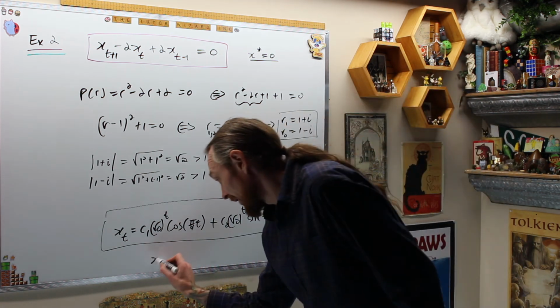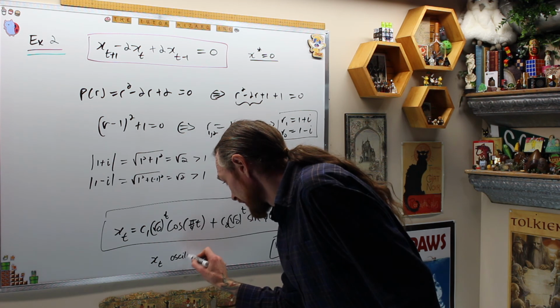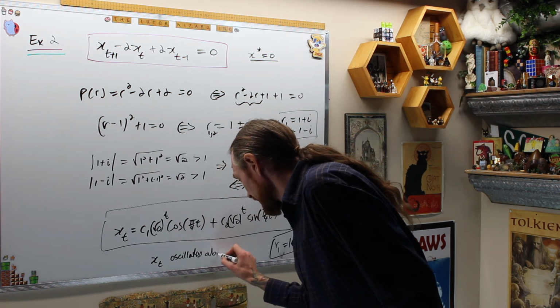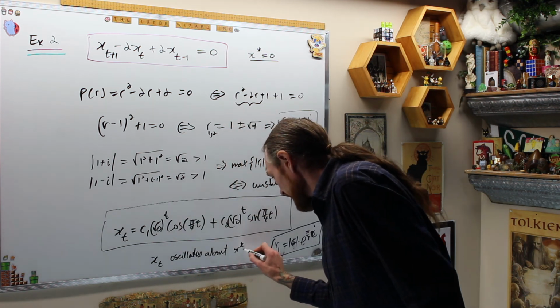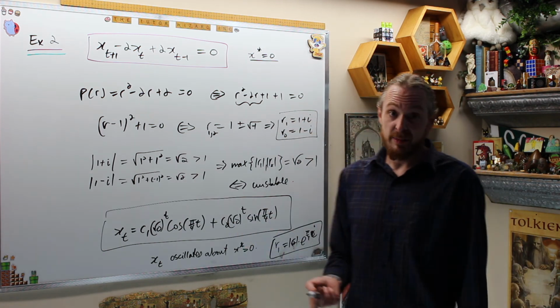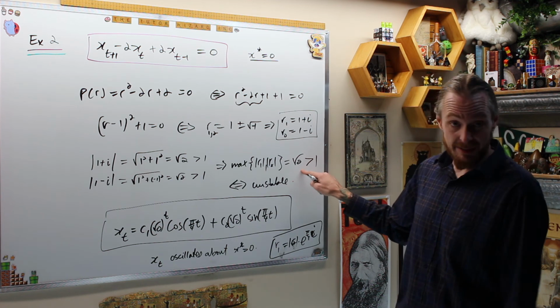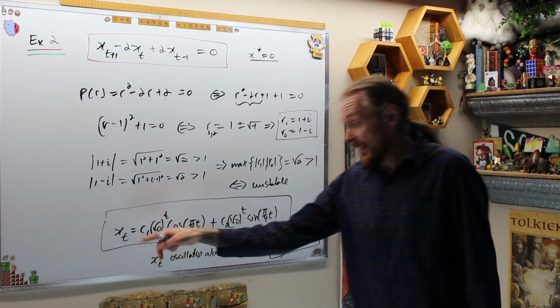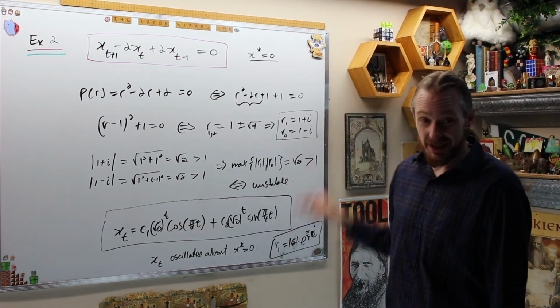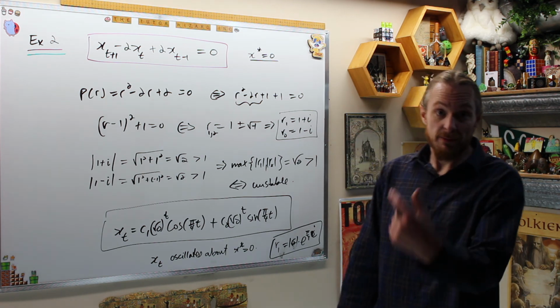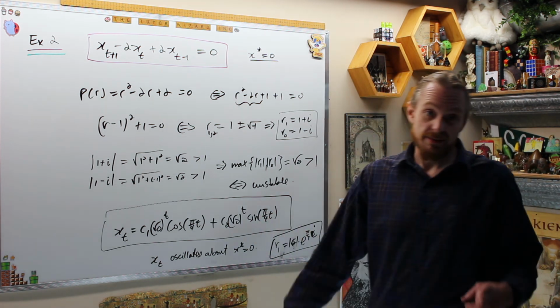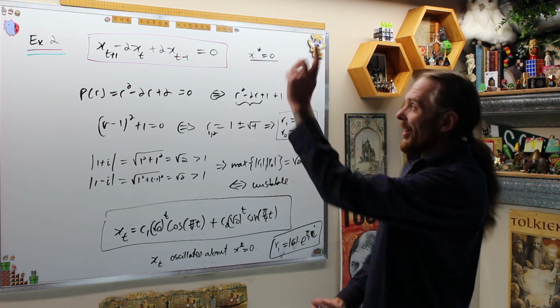This is definitely x(t) oscillates about x star equals 0, was the long story of what I was trying to spit out there. So Theorem A, part 1 tells us it's unstable because the maximum modulus was larger than 1, and because our general solution is two complex conjugates, we have no real positive roots is the point, and therefore it oscillates about 0. Let's do one more non-homogeneous.